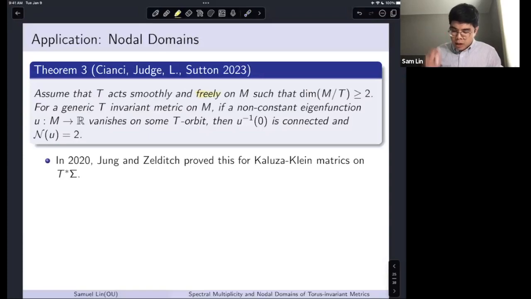And the second thing I want to highlight is this dimension assumption. So here I need the dimension of the quotient space to be greater than or equal to 2, whereas in the previous theorem, I only required the quotient to be at least one dimensional. So for a generic T-invariant metric on M, in the sense of theorem 2, there exists a residual set of invariant metrics such that the following holds. If a non-constant eigenfunction vanishes on some torus orbit, then the preimage of 0 is connected. So the nodal set is connected. And since there are at least two nodal domains, we know that the number of nodal domains is equal to 2. In 2020, Jung and Zelditch proved this for Kaluza-Klein metrics on the unit cotangent bundle of surfaces. So our theorem is a generalization of this result.